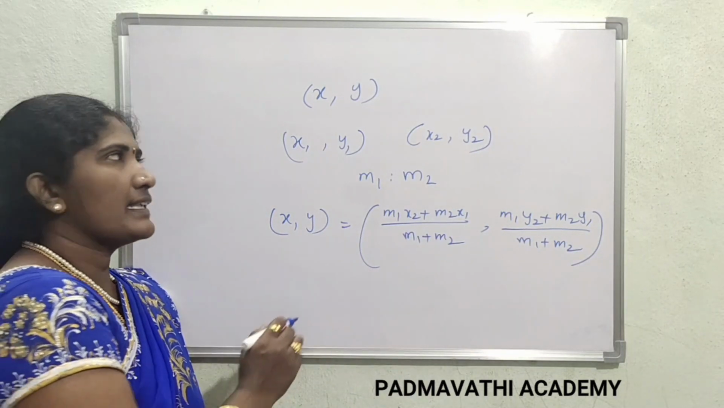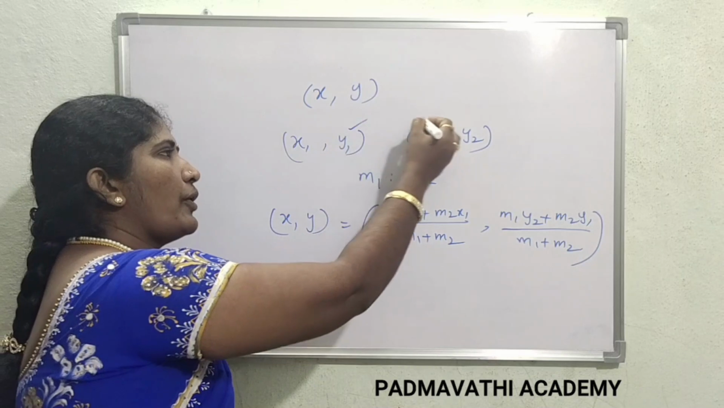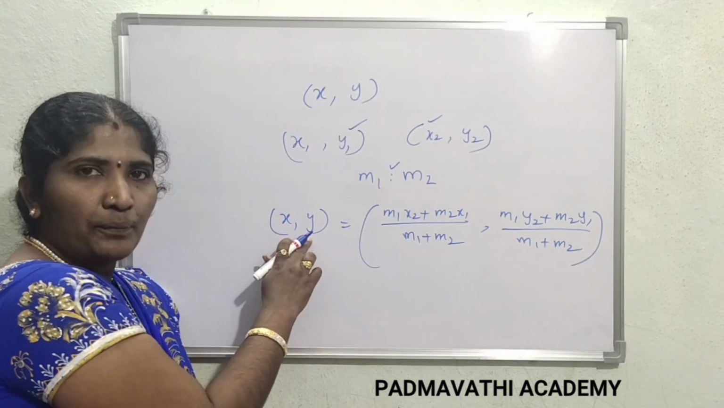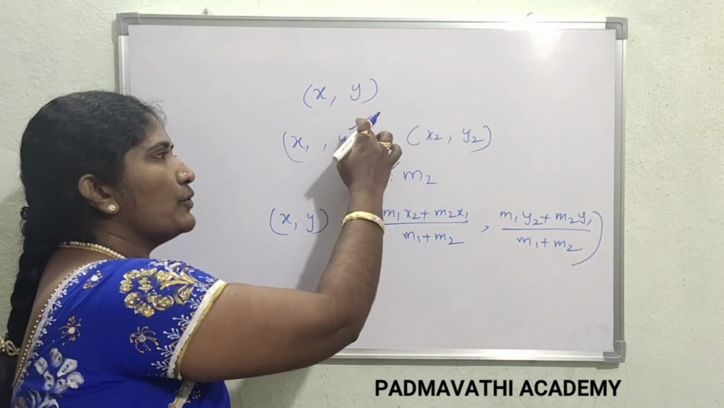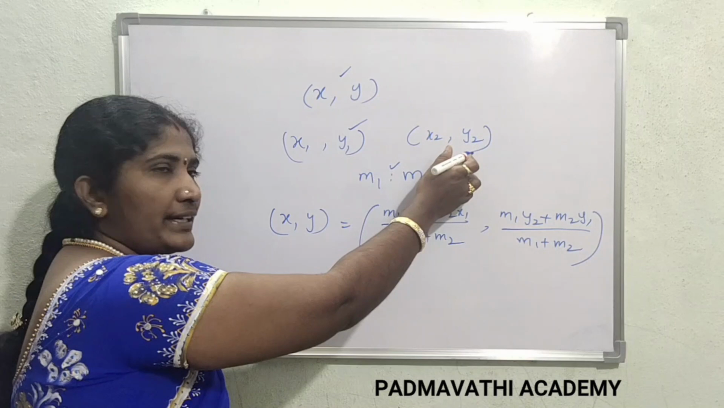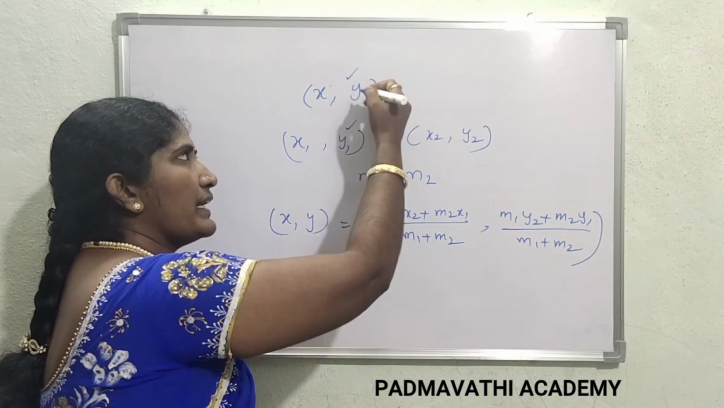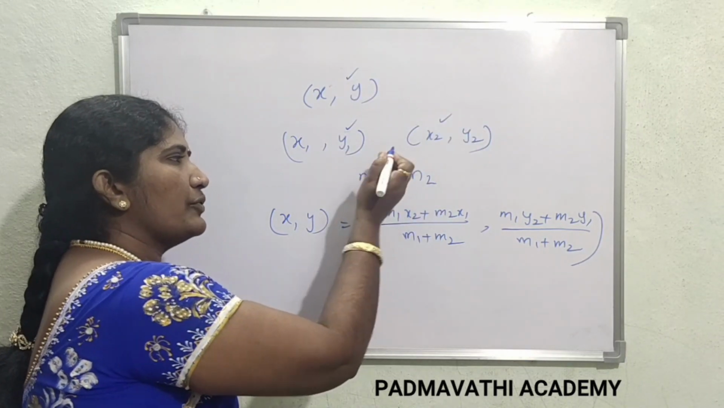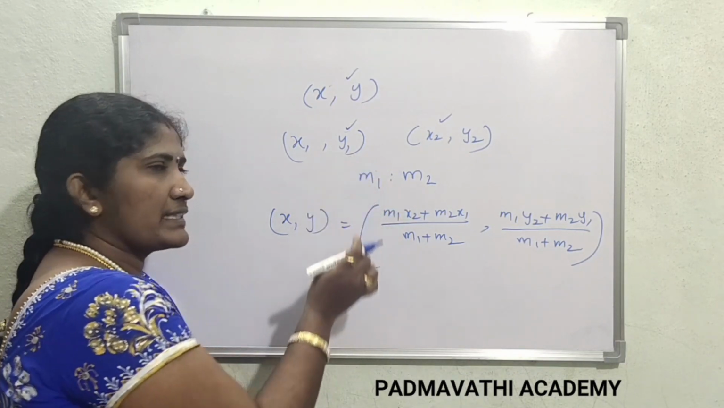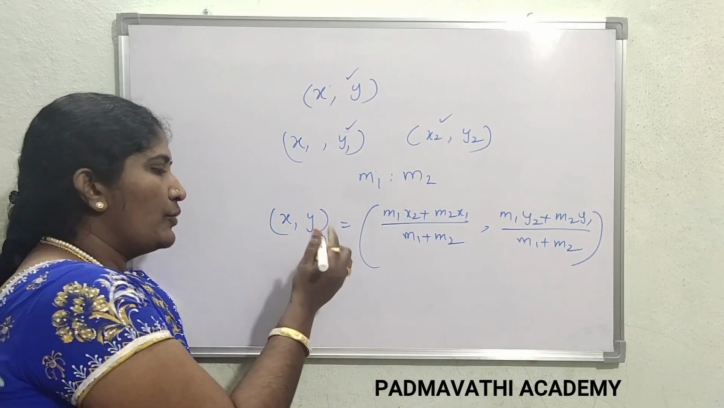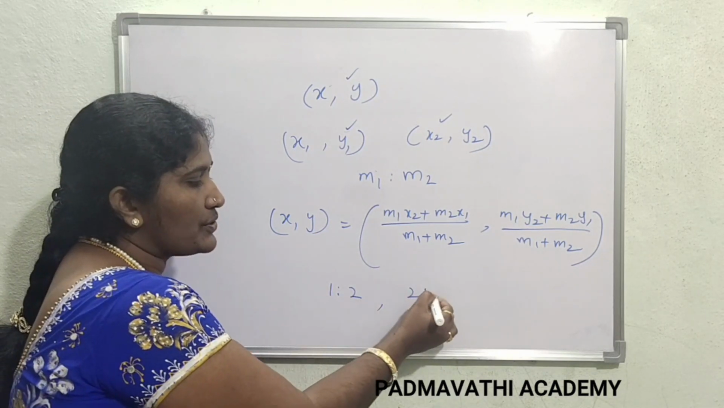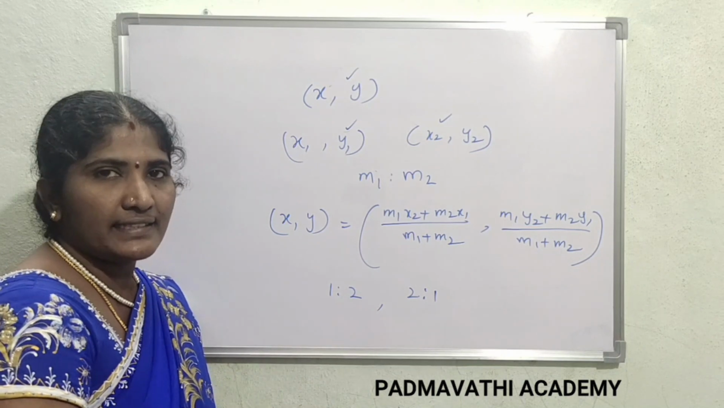Here in this exercise, sometimes they give you 2 points and a ratio, and we want to find the section point. Sometimes they will give 1 point, the ratio and the section point, and we have to find the second point. Sometimes they give these 3 points and we have to find the ratio. If the ratio is not given and it is a trisection point, we can take the ratio as 1:2 or 2:1. Now let us start the exercise.